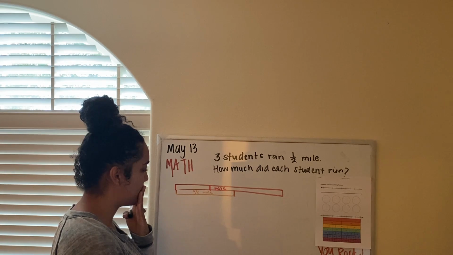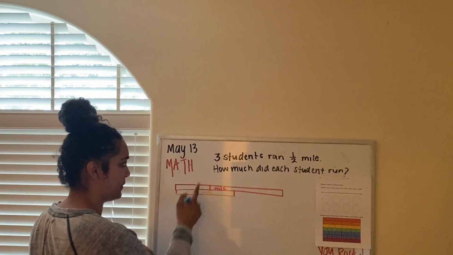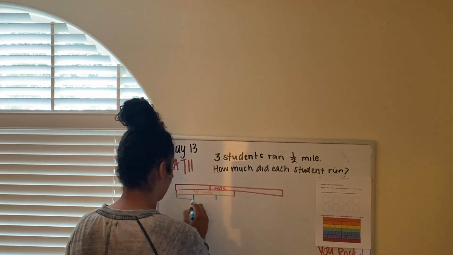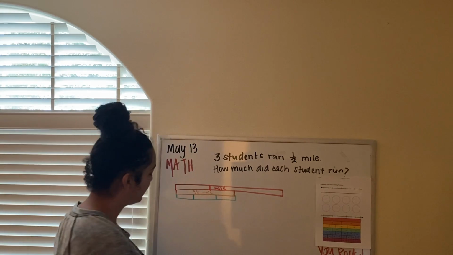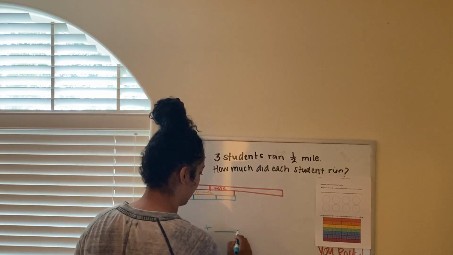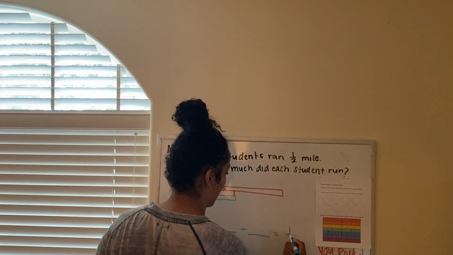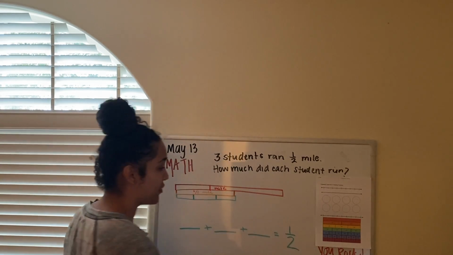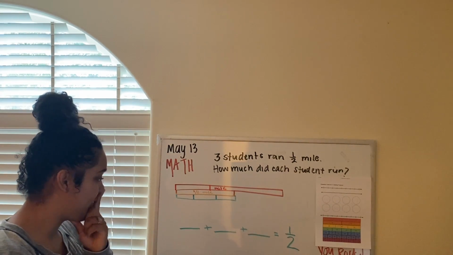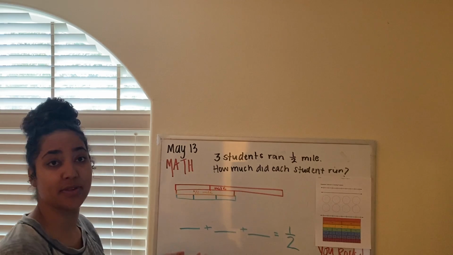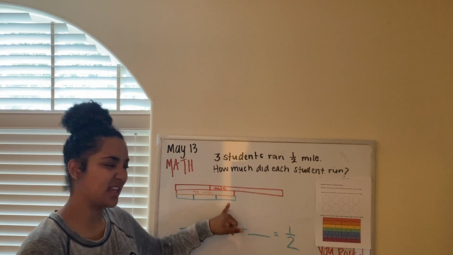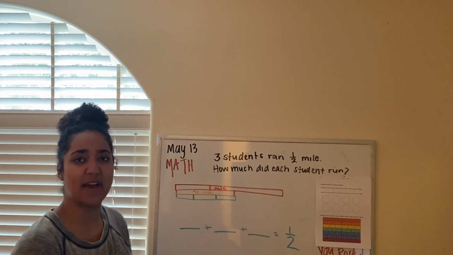And I'm thinking, well, I know I have to split up into 3 parts. So I'm going to draw this. And I need to figure out what plus what plus what equals 1/2. Something plus something plus something equals 1/2. Now, you may have already looked at your fraction kit and kind of figured it out, but if you aren't figuring it out, I'm going to start with fourths. And I'm going to say 1/4 plus 1/4 plus 1/4 gives me 3/4. That's not equivalent to 1/2 mile.